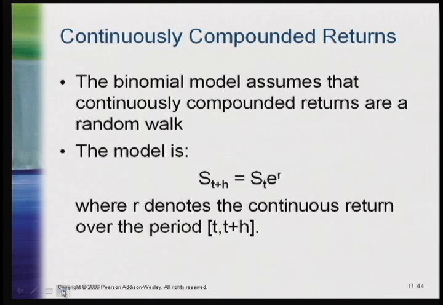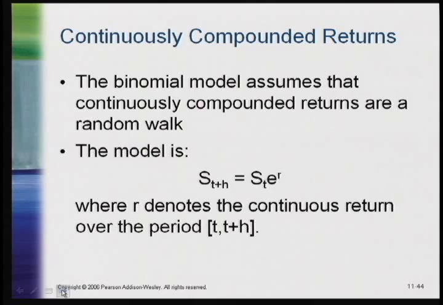So the binomial model assumes that continuously compounded returns are a random walk. In other words, it's not the prices that are a random walk, but the returns that are a random walk. And what we mean by continuously compounded return is that, just like continuous interest rates, the value of the stock price at time t plus h is the value of the stock at time t with an exponentiated continuous return.